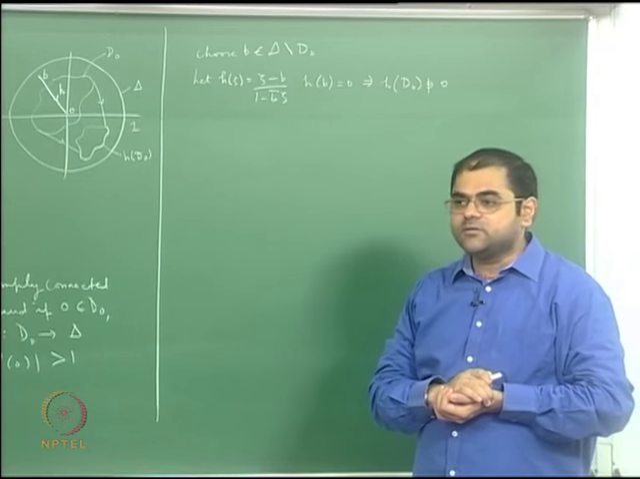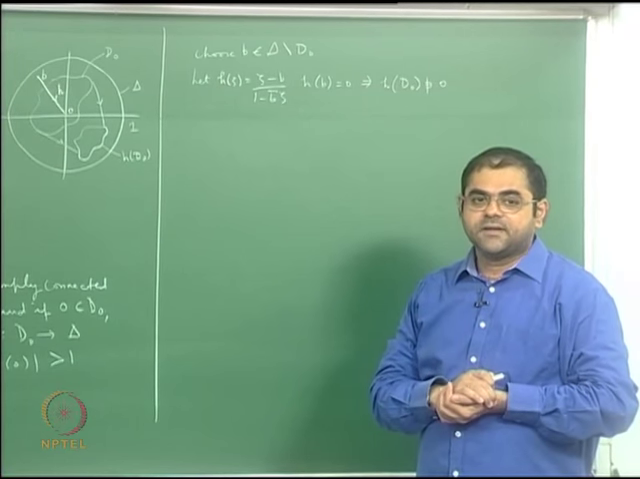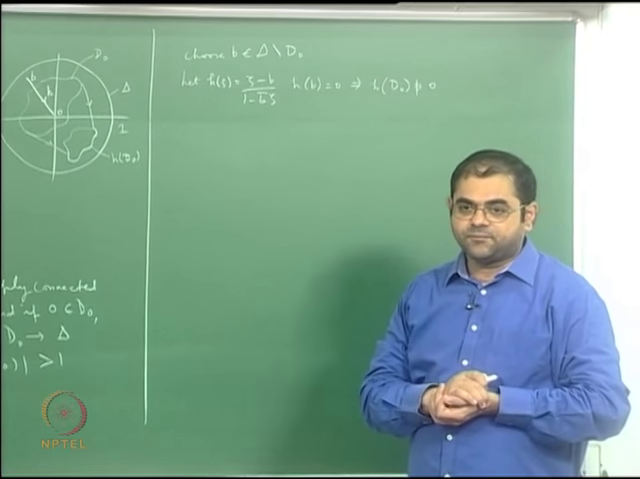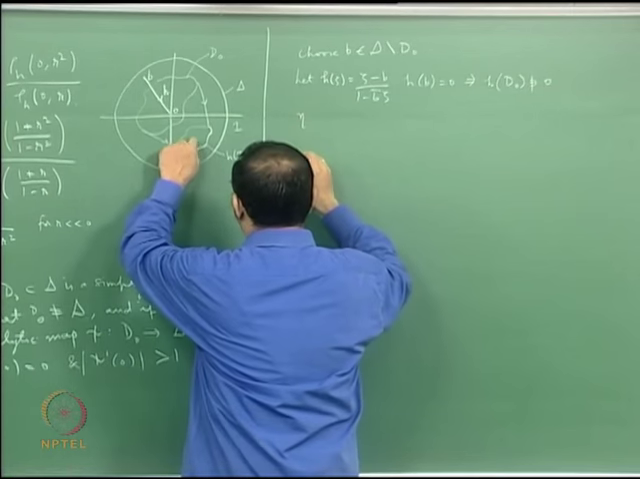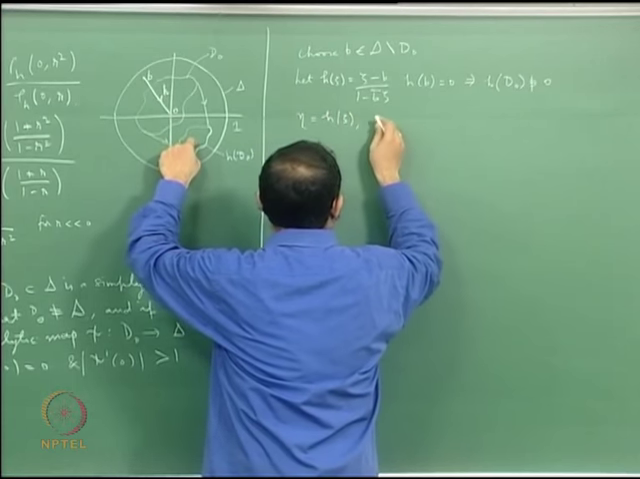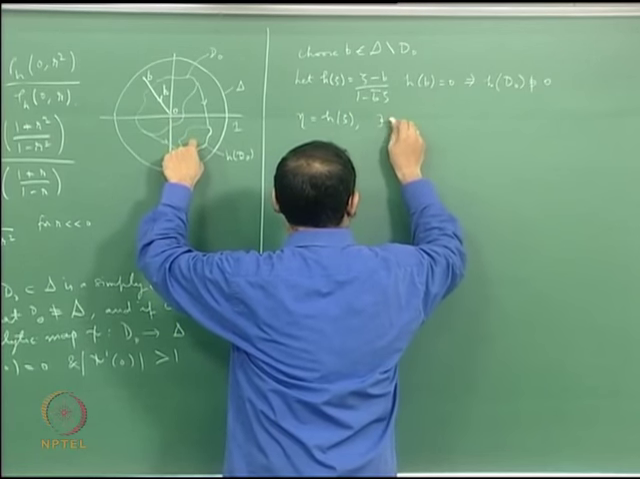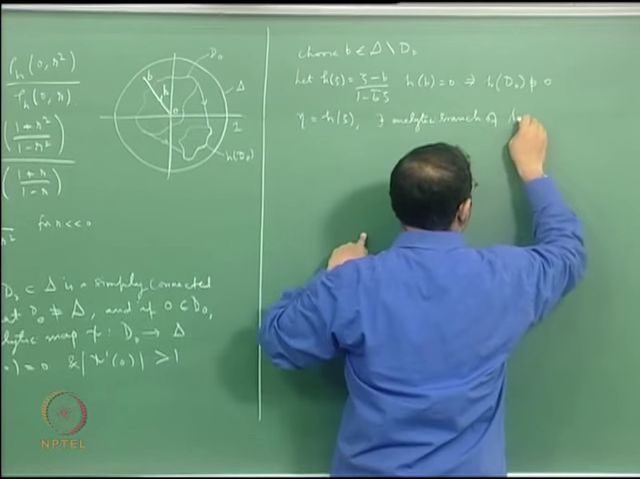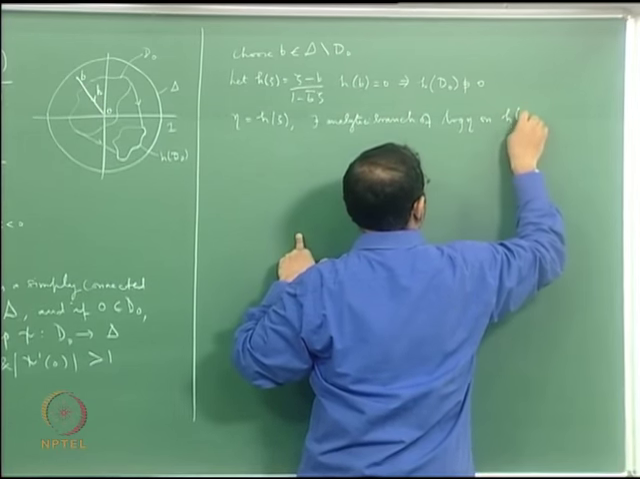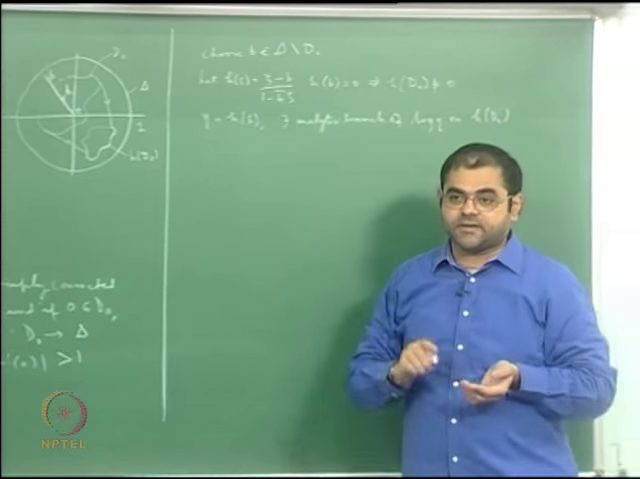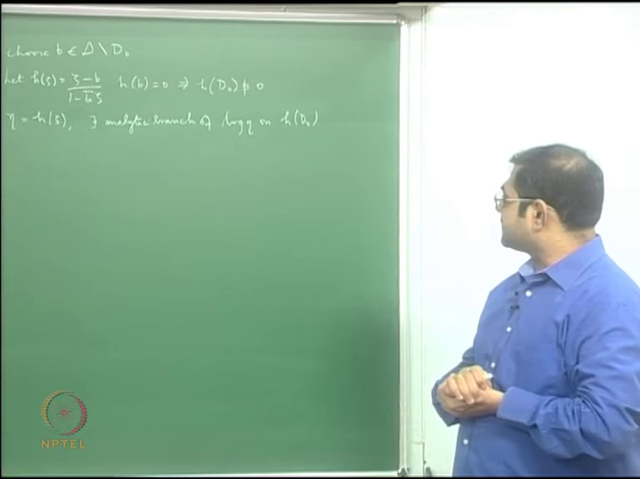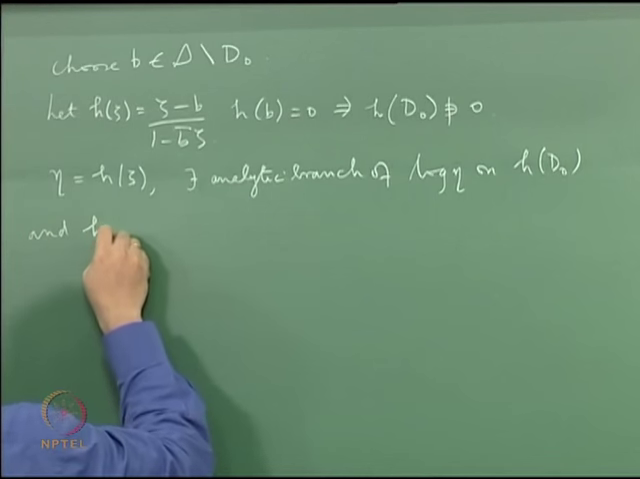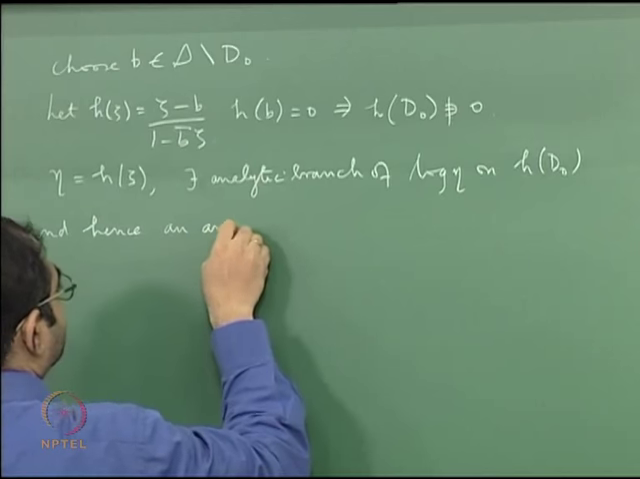there is a branch of the logarithm of eta, and you can therefore find an analytic branch of root eta, where eta is h of zeta. There exists an analytic branch of log eta on h of d naught. Why? Because h of d naught does not contain 0 and it is simply connected. So there is an analytic branch of log of eta, and hence an analytic branch of the square root.